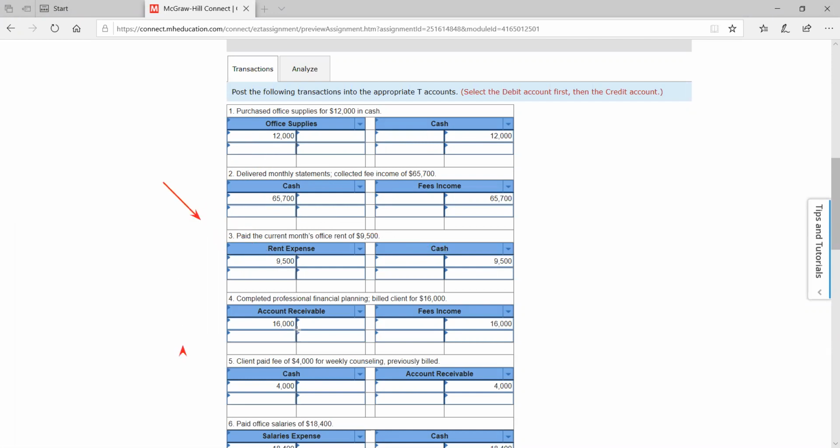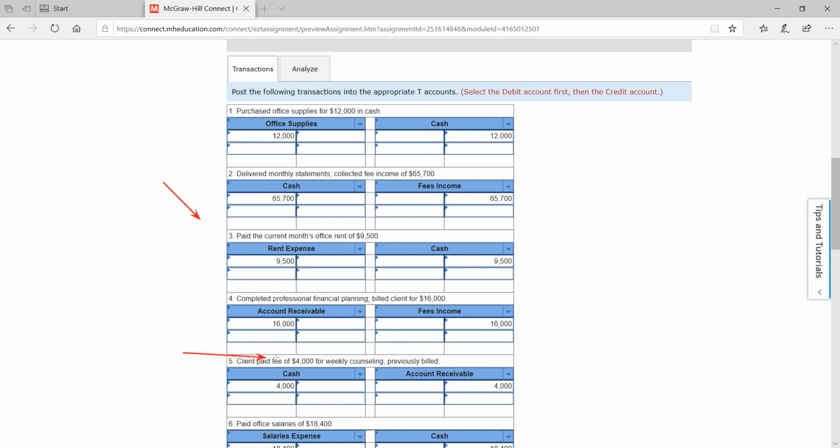On 4, it says that we billed a client for $16,000. That means they have not paid us yet. So debit AR, credit fees income because you did the work, you've earned it. That's revenue. 5, paid fee for weekly counseling from previously billed. So we had owed somebody else.